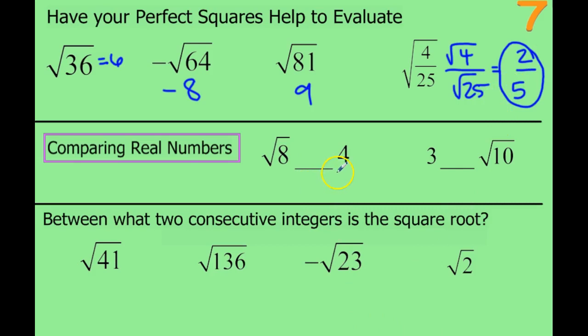Next, we're going to compare two numbers. Now, you could think which two numbers is square root of 8 between, or let's get rid of that square root. To get rid of it, the opposite of a square root is a square, but if I do that to this number, I also have to do it to this number, just like an equation. So those will cancel and give me 8. 4 squared is 16, so which is bigger? Well, 16 is definitely bigger. Then over here, I don't know which one's bigger, so I'm going to get rid of this square root by squaring it. 3 times 3 is 9, and those cancel, leaving me with just 10, so I know 10 is bigger.